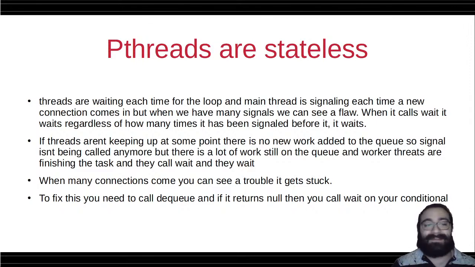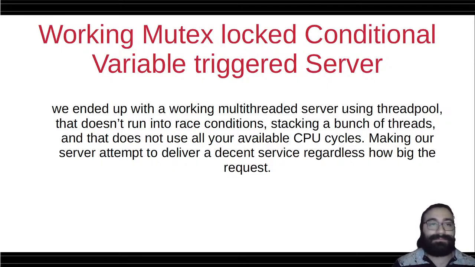It gets stuck. To fix this, you need to check the queue, and if it returns none, then you call wait on your condition. So we have a working mutex locks, condition variable triggered server. We ended up with our working multithreaded server using thread pools that doesn't run into race conditions, stacking a bunch of threads, and that does not use all your available CPU cycles, making our server able to deliver a decent service regardless of how big the request or small delays here and there.